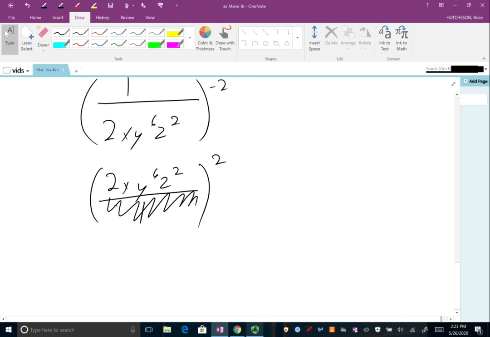Well, what's 2 squared? 4. What is x to the first power squared? Well, 1 times 2 is 2. This is just which rule? This is the power rule. y to the 6 squared? Well, 6 times 2 is 12. And z squared squared? Well, 2 times 2 is 4. That's my final answer.